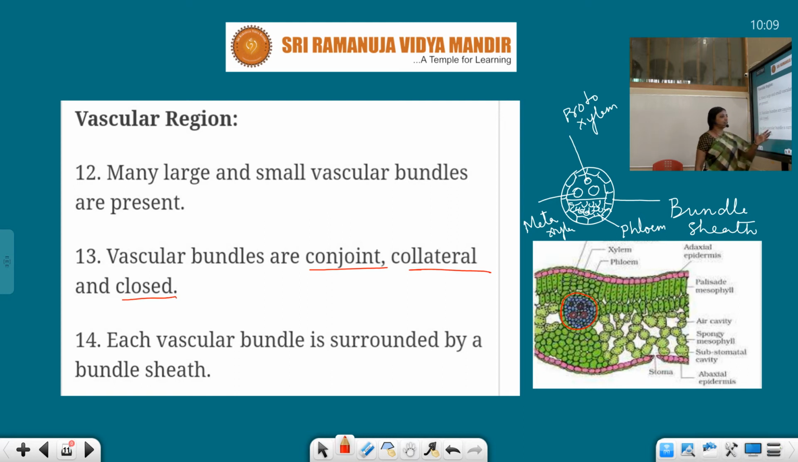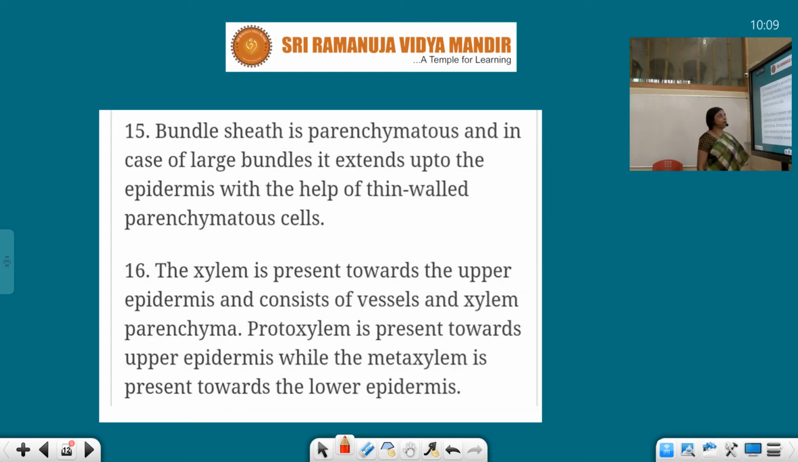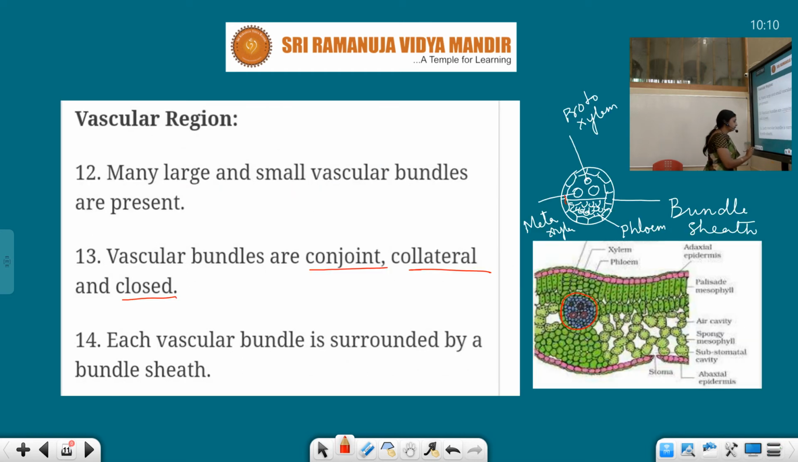Each vascular bundle is surrounded by a bundle sheath. So this is the bundle sheath that I explained to you. It is surrounded by a bundle sheath, and this bundle sheath is made up of parenchyma cells. The bundle sheath is parenchymatous, and in the case of large bundles, it extends up to the epidermis. So the extension we can observe. So you can observe the bundle sheath extension here.